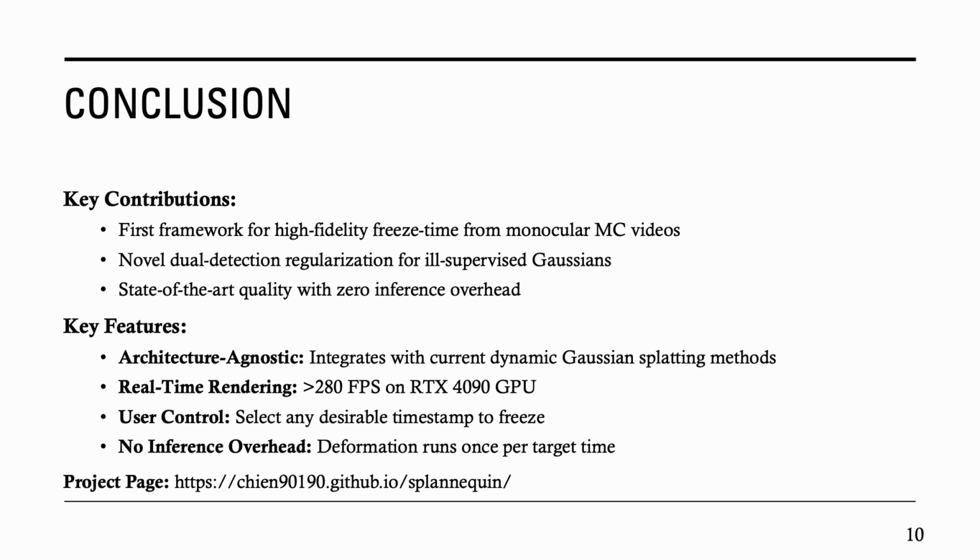Second, dual detection regularization that finds and stabilizes ill-supervised Gaussian primitives. Third, real-time rendering. The method has several practical advantages. It's architecture agnostic, so it integrates with existing dynamic Gaussian splatting methods. It runs in real time at over 280 frames per second on an RTX 4090 GPU. Users keep full control over which timestamp to freeze, and there is no inference overhead since deformation runs only once for the chosen timestamp. For more details, please visit our project page.